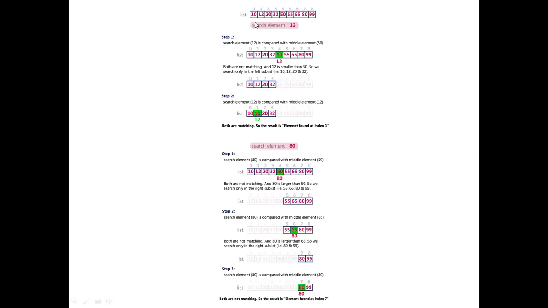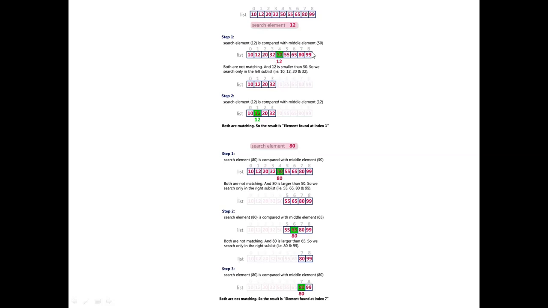What is the middle value here? The indices are 0, 1, 2, 3 up to the last one. So if you divide it by 2, you will get 8 by 2 is equal to 4. At the fourth index, you have 50. Now this 12 is compared with this 50. 12 is less than 50. So 12 cannot be found anywhere after this 50.